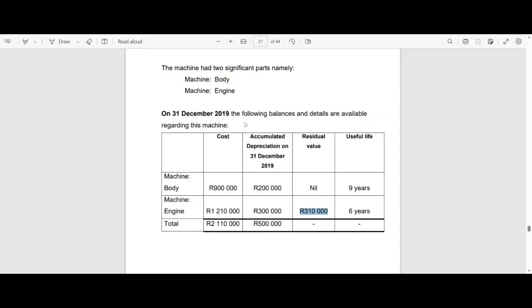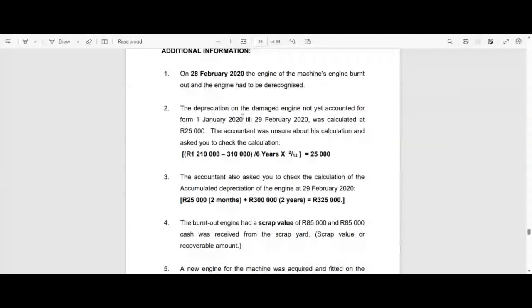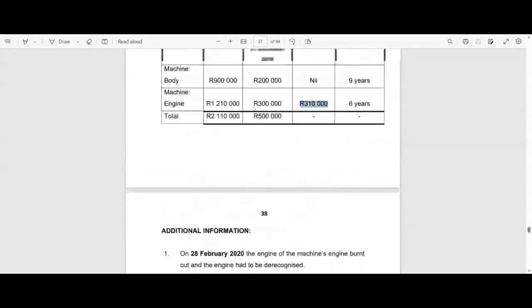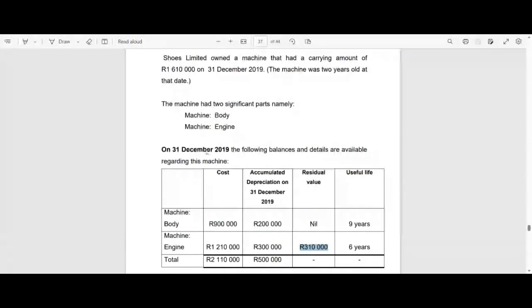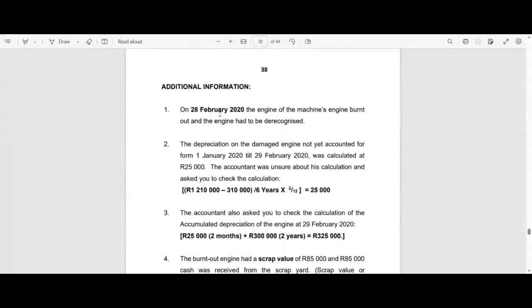Right. Okay. So we've got those details. And then they give us some additional information here. They say on the 28th of February 2020, so this is now the following year, 2 months into the following year. Remember, our financial year end there was the 31st of December 2019. So 2 months after that, on the 28th of February 2020, the engine of the machine burnt out. The machine's engine burnt out.